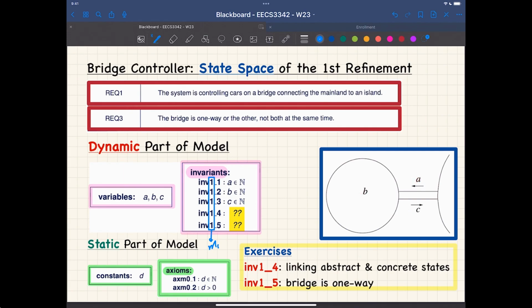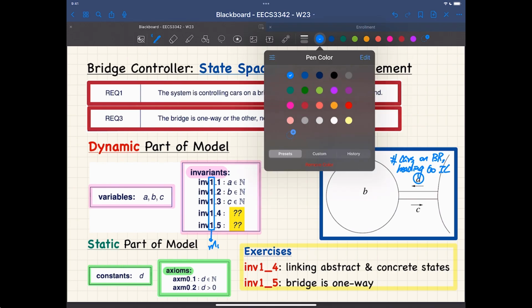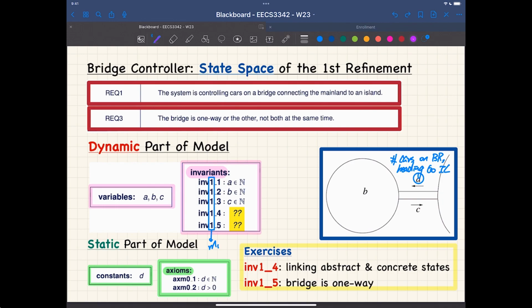A will be the number of cars on the bridge heading to the island. And by the way, this part over here is the mainland. This part here is the island, right? And this guy here is the bridge.